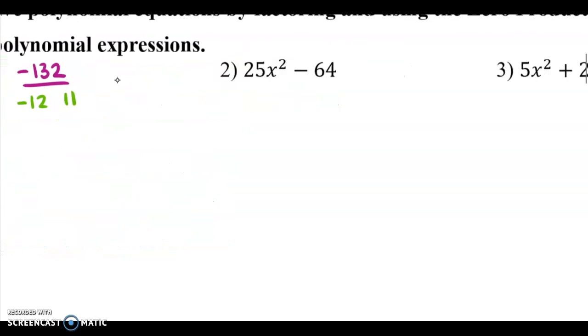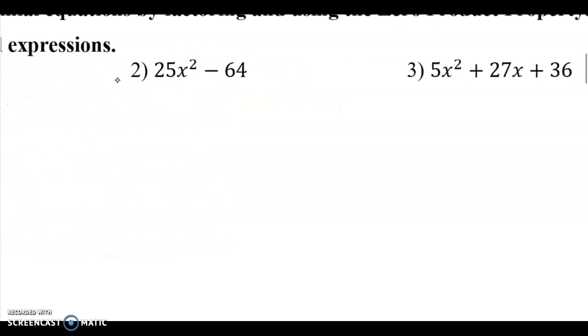Looking at the next one, I have a binomial. So a binomial tells me that I'm most likely going to be doing DOTS, difference of two squares. This is 5 squared, this is 8 squared. So it's going to be 5x plus 8, 5x minus 8.